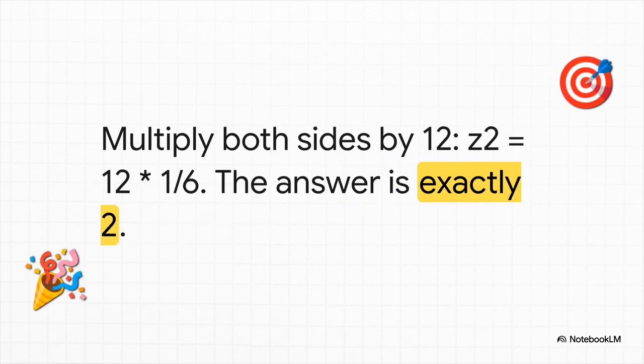Finally, to get z2 completely by itself, we just multiply both sides of our equation by 12. That gives us z2 equals 12 times 1/6. And 12 divided by 6 equals exactly 2. We arrive at the exact same answer, proving this shortcut is a fantastic time saver. Whether you use the constant method or the shortcut method, the math definitely doesn't lie.